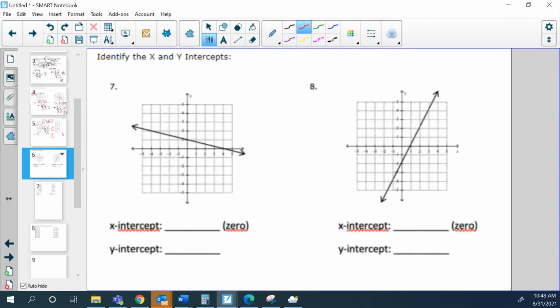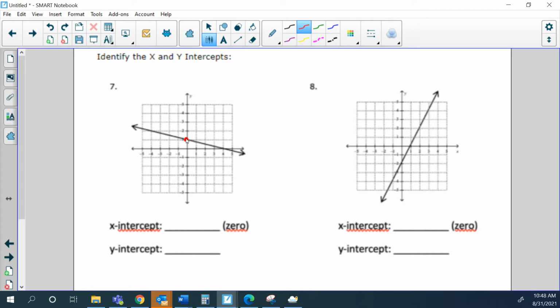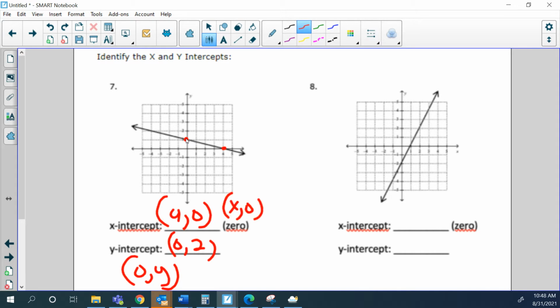It asks you to find the x and y intercept. So this is my x. This is my y intercept. All right. That is 0, comma 2. Remember for the y intercept, it's of the form 0, comma y. And for the x intercept, it's going to be right here, which is 4, comma 0. And for that, x, comma 0 is the form.